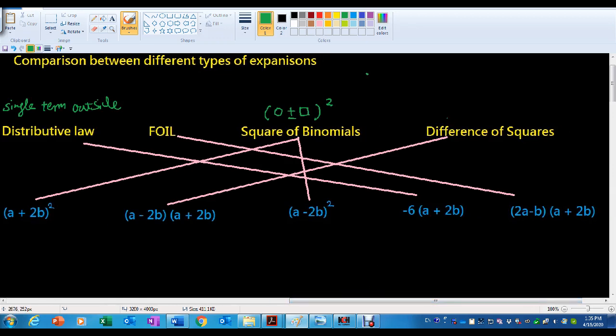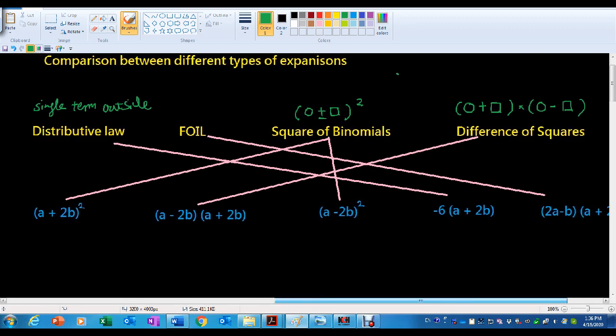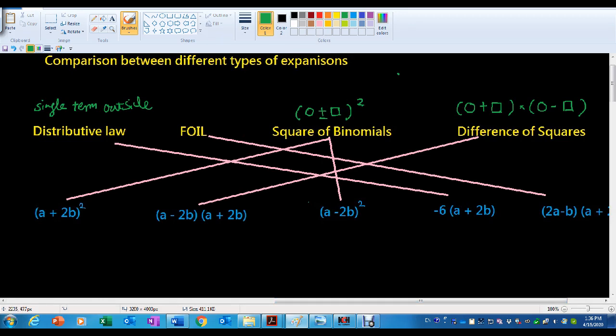When you are going to use difference of squares, you are going to see a sum multiplied by its corresponding difference. Okay, you see it must be circle plus square times circle minus square, or the other way around. And FOIL means you don't have any pattern of two binomials, but you want to expand them. So that's the time you use FOIL.